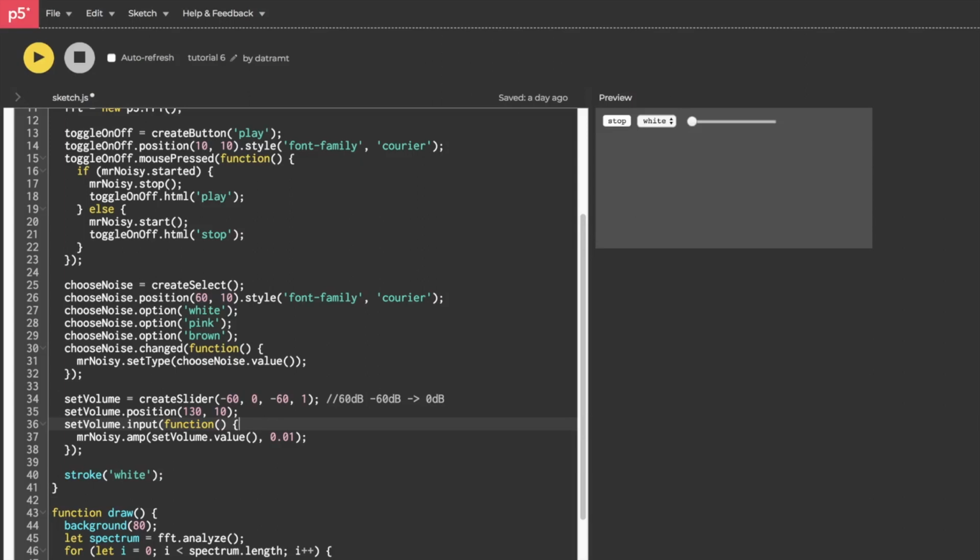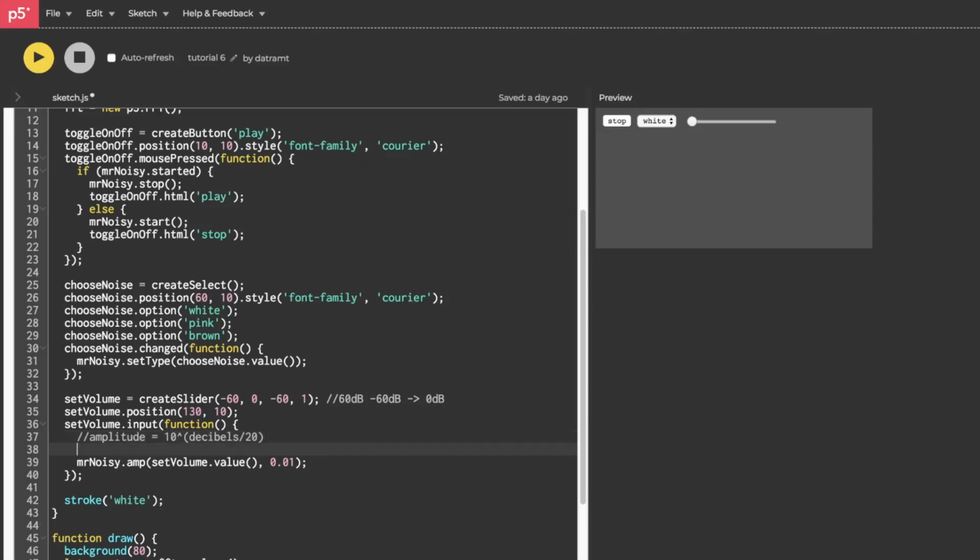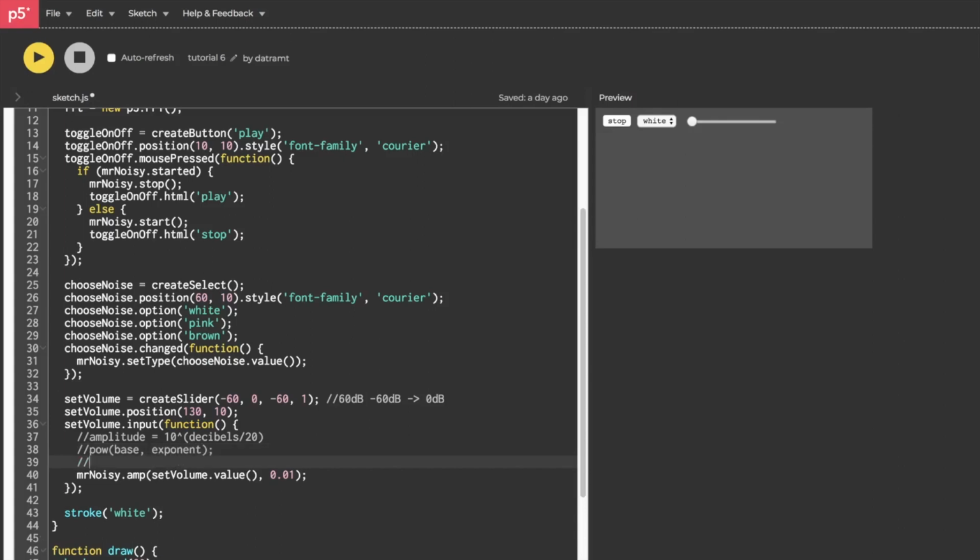Now we want to convert those decibels to amplitude, and there's a really common formula to do this. It's all over the interweb if you look for it, and it is amplitude equals 10 to the decibels over 20, okay? And we're going to use a pow function, and it takes two arguments. The first argument is the base, and the second argument is the exponent. To get the amplitudes that we're going to pass into MrNoisy.amp, we are going to say pow, and then the base is 10, and the exponent is setVolume.value, which is, remember, the decibels, over 20. So let's go ahead and do that down here just by saying pow 10 to the setVolume.value over 20.